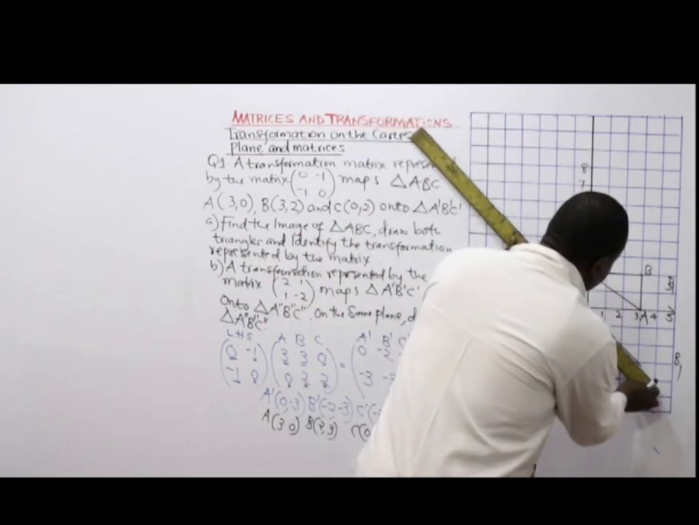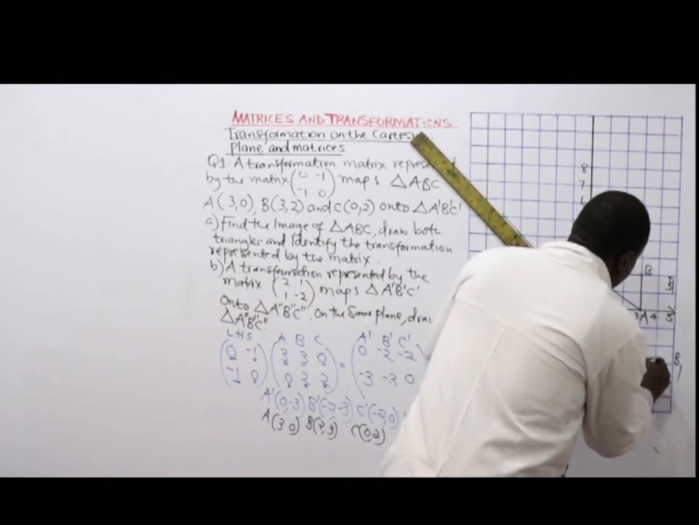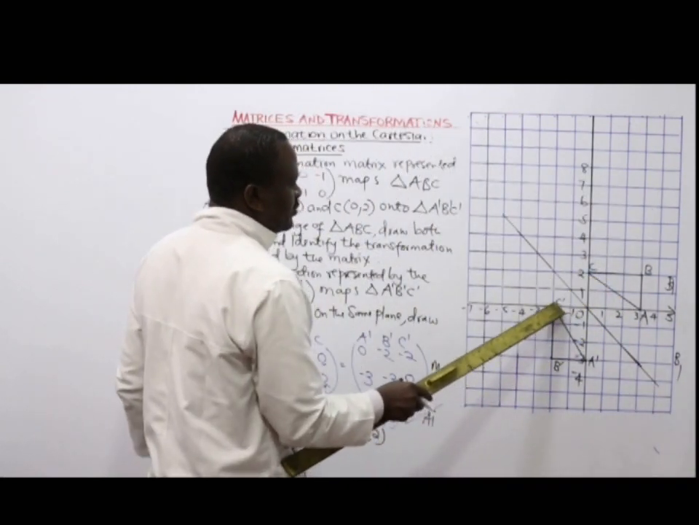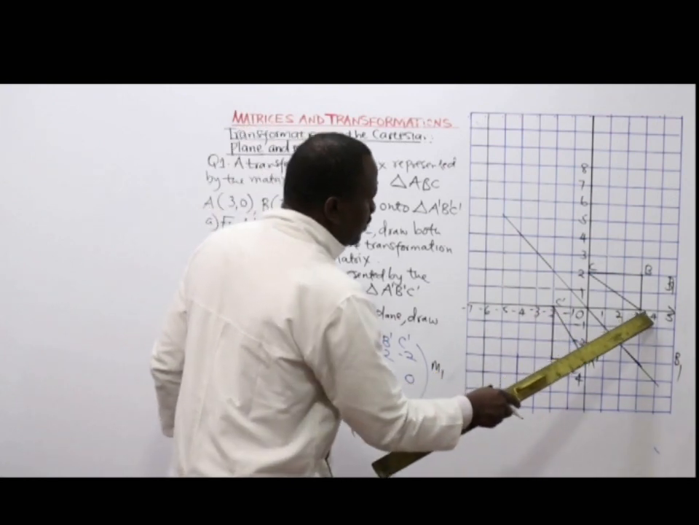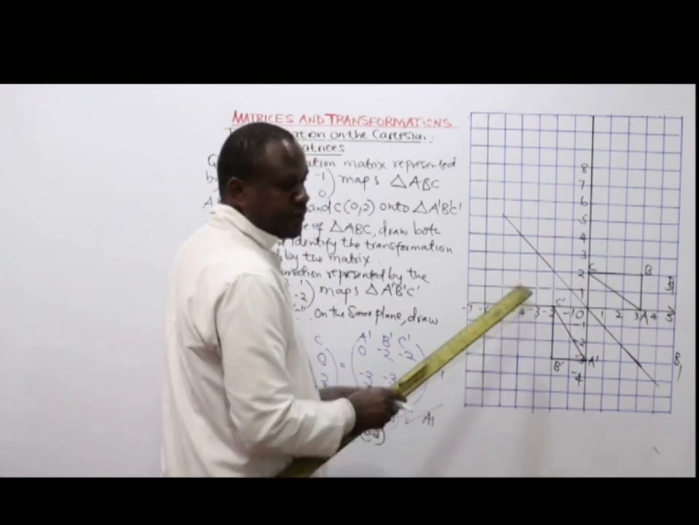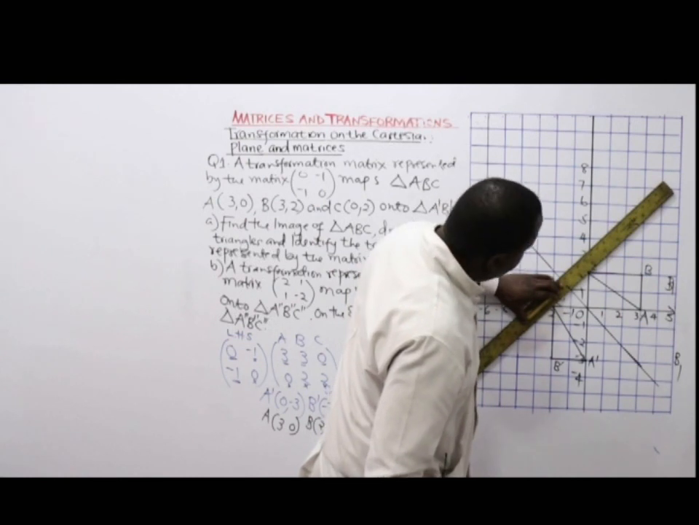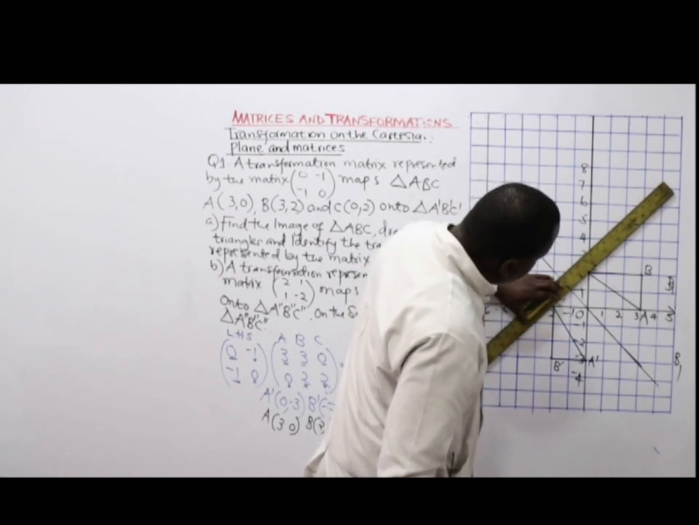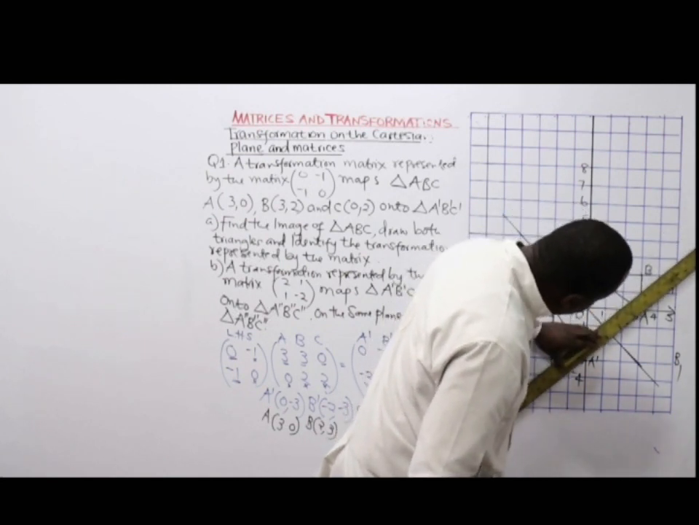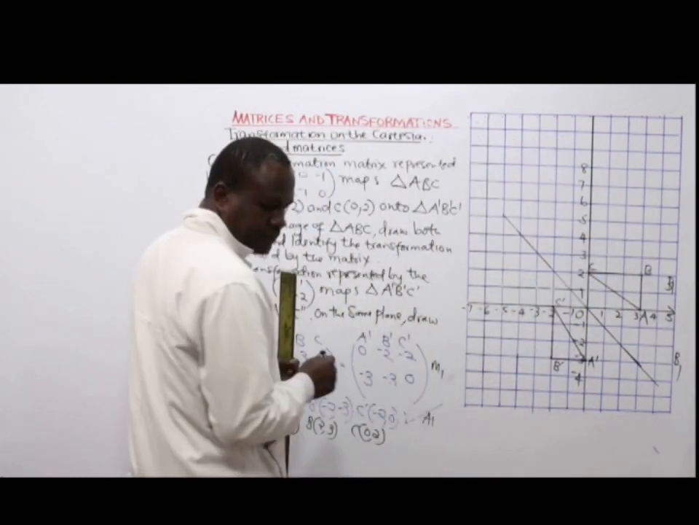Because this has been reflected here, this has been reflected here, and B has been reflected there. So you can see this is perpendicular to the mirror line. This is perpendicular to the mirror line. This is also perpendicular. So this is reflection.